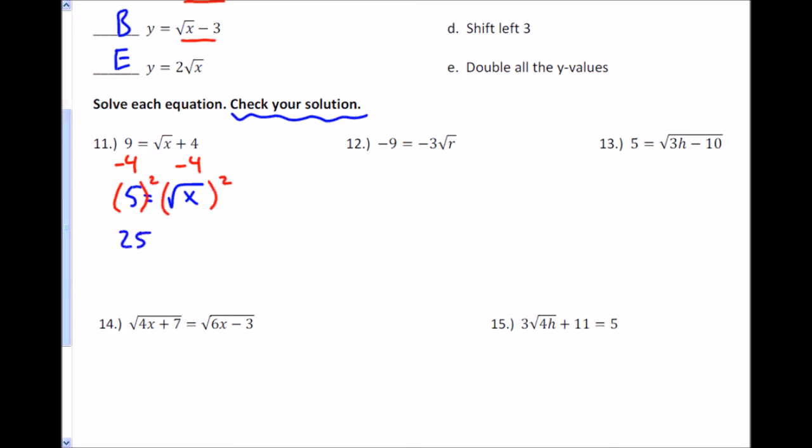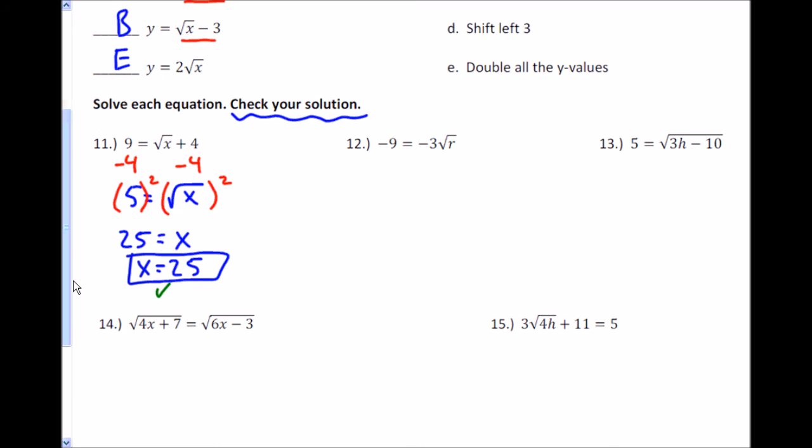Here I get a 25. Over here, the root and the exponent cancel each other out. So I'm just left with the radicand, just left with the x. So I find out that x equals 25. And the last thing I do is plug this back in. And when I plug this one back in, it does work. So that is a valid solution. So x equals 25.